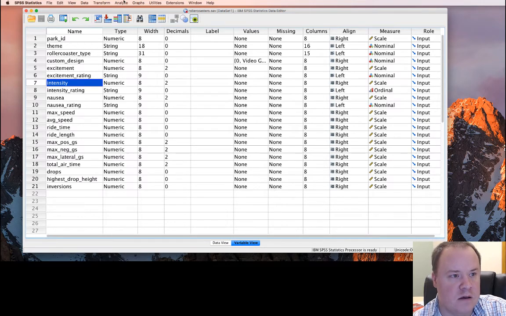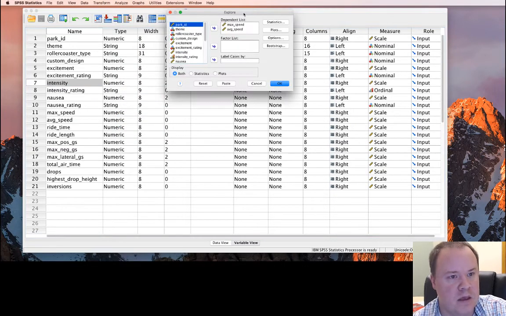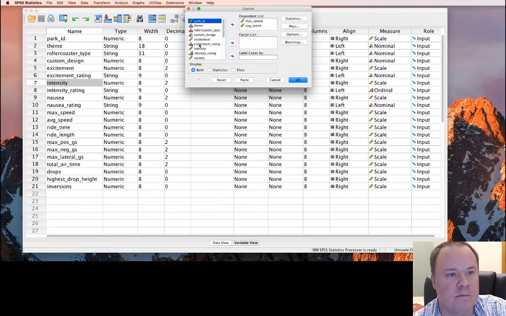So let's do this. Let's say we're going to look at both max and average speed just for the purposes of understanding this idea of how fast are the rides. So if you go under Analyze, Descriptive Statistics, and Explore, imagine that, right? Explore. We want to explore the data. This gives you a lot of output at once. I've already put them in here, but put max speed and average speed in the dependent list.